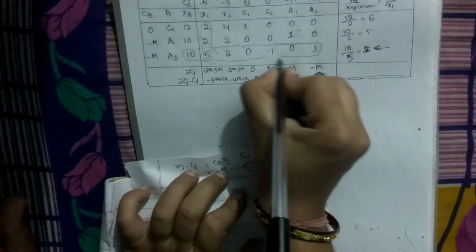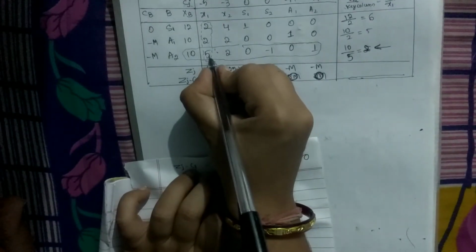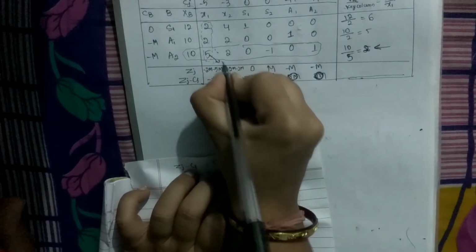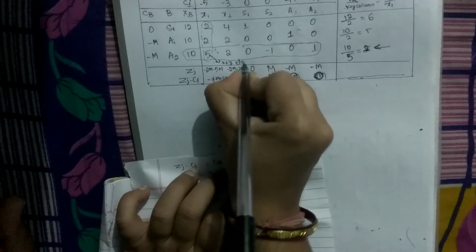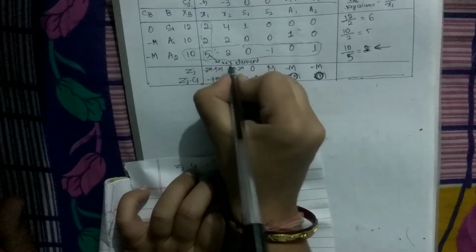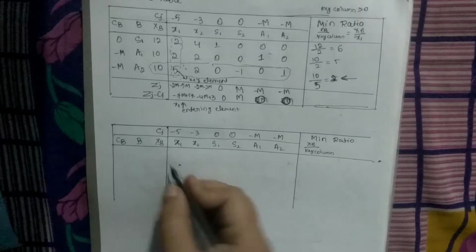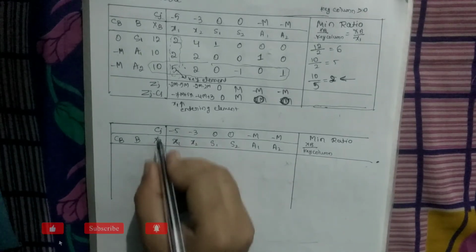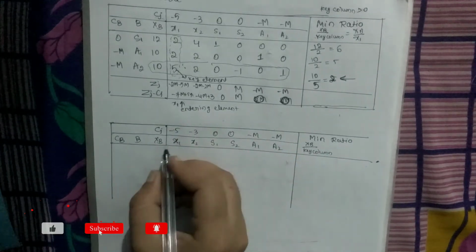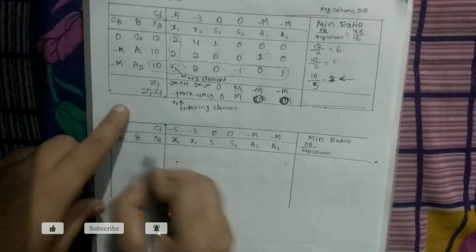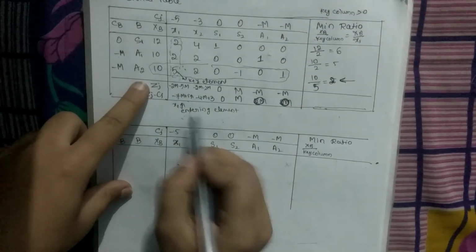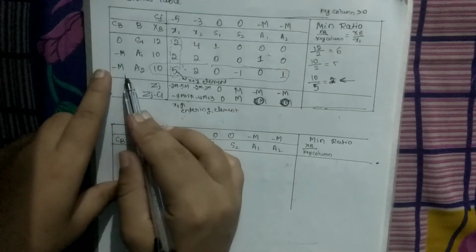the key row, and 5, this 5 become key element. Using key element, next table we have to construct. Next table is also same format, and Cj value also same. Here x1 is entering element and a2 is leaving element.